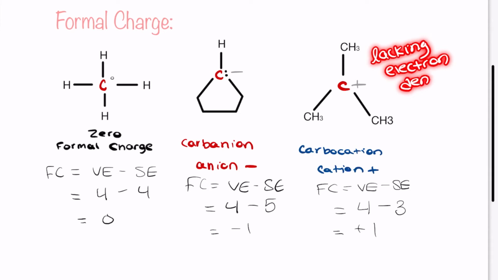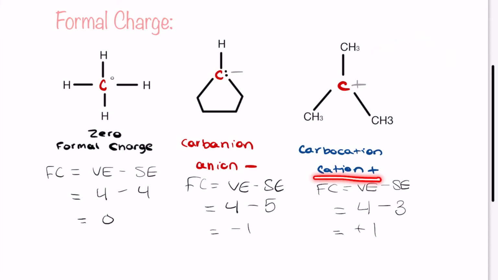It's because you have 4 valence electrons typically surrounding carbon, but in this example, you only have 3 surrounding it. So a positive charge means that you are lacking in electron density. And we tend to call positively charged atoms a cation. Please do not say anion, because that is incorrect. And so a carbocation is a carbon that is positively charged.